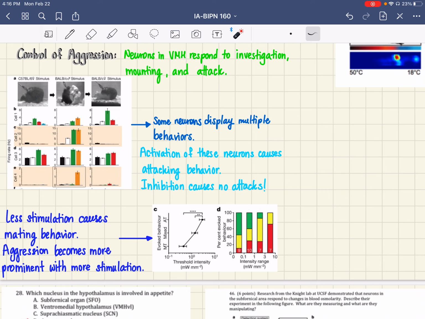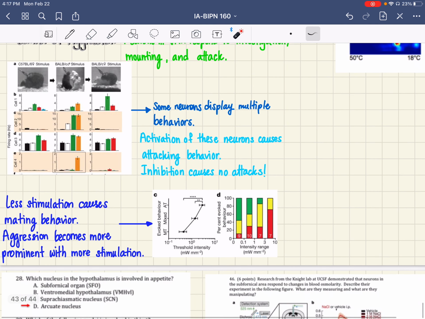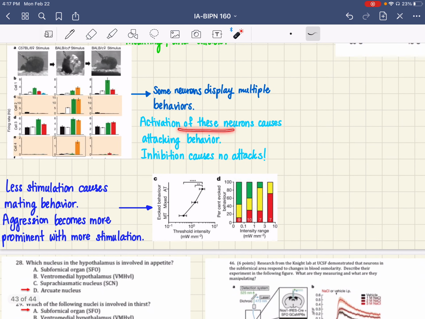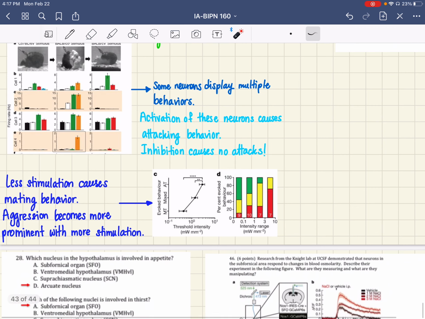Okay. Activation of these neurons causes attacking behavior, and inhibition causes no attacks. The activation of these neurons causes such attacking behavior that the male mice that usually don't attack female mice, when their VMH neurons are activated, almost always attack the female mice. So this is a very powerful center for aggression.